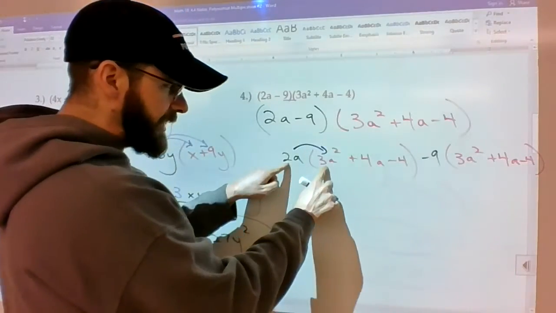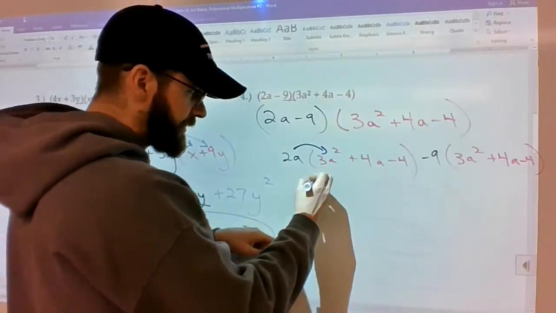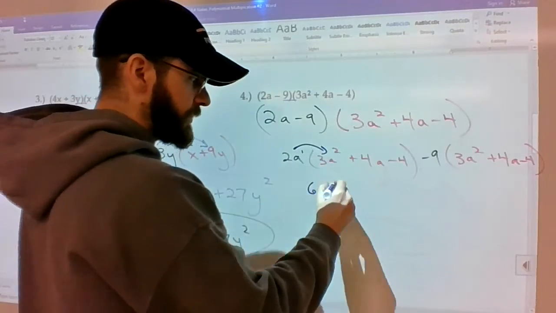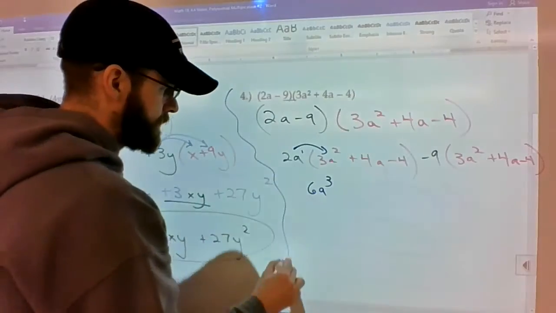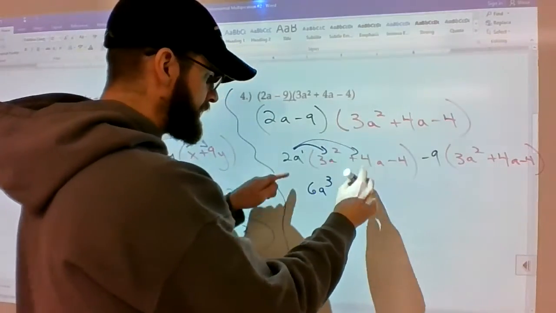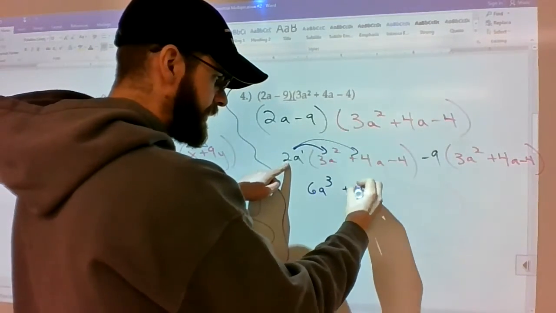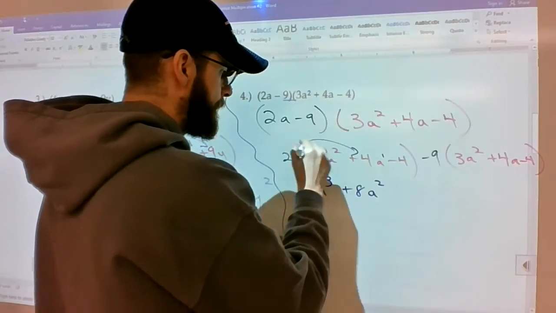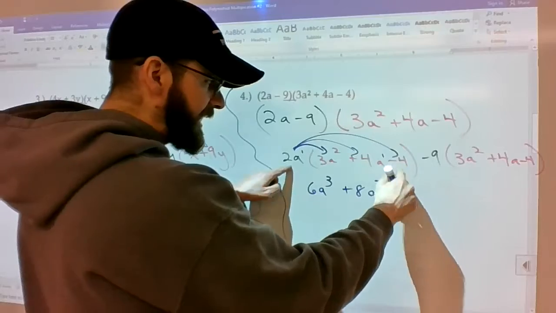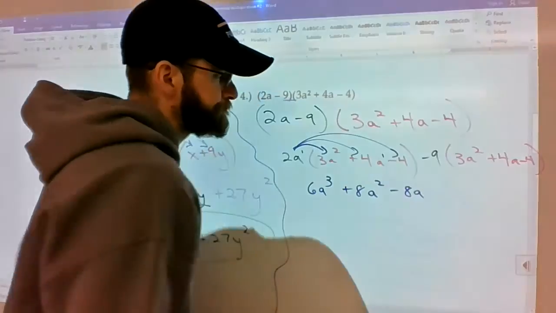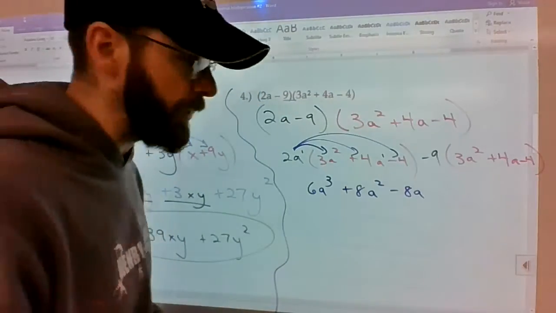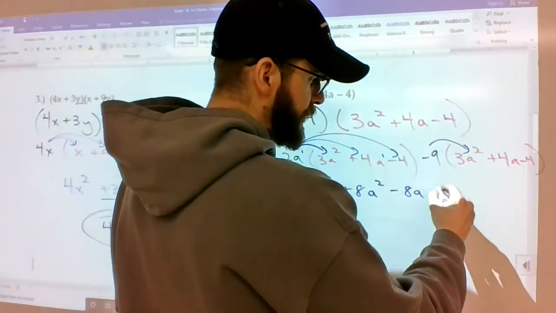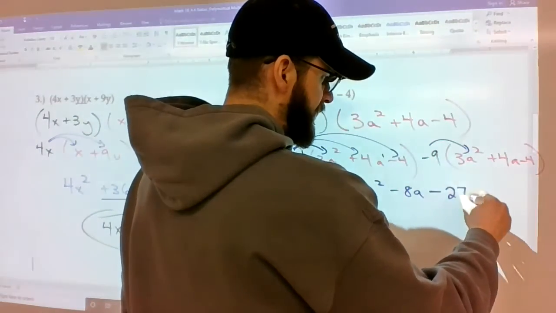2a times 3a squared is going to be 6a to the 3rd power, okay, 1 plus 2. And then you've got 8a squared, because 1 plus 1 is 2. And then you've got negative 8a. For your second polynomial, you've got negative 9 times 3a squared. You get minus 27a squared.